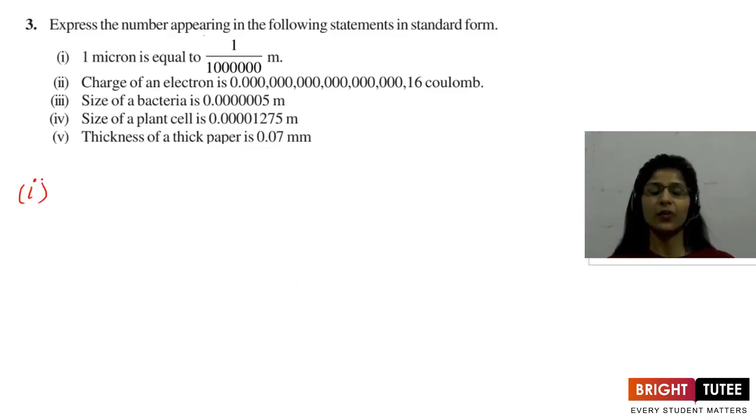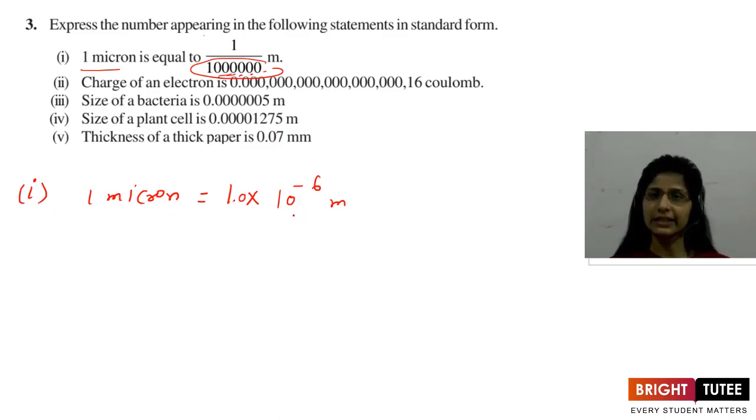in the first part, we are given 1 micron is equal to 1 upon this number. So can we say that 1 micron, we have to write it in standard form. 1 into how many 10 to the power do we have? 1, 2, 3, 4, 5, 6. So if in the denominator it is 10 to the power 6, in the numerator it will be 10 to the power minus 6. And it can be written as 1.0. So yes, we have converted that in standard form.